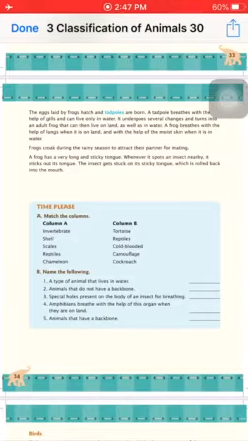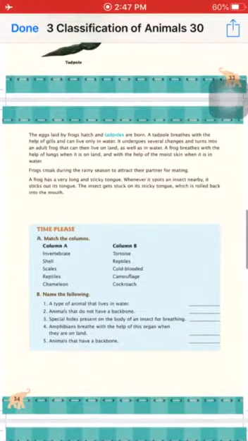Tadpoles are the babies of frogs. Tadpoles breathe with the help of gills and can live only in water. They undergo several changes and turn into an adult frog. Here you can differentiate the behavior between a tadpole and a frog. Tadpoles breathe with the help of gills because they cannot use lungs, as they live only in water, but frogs breathe with the help of lungs as well as skin.